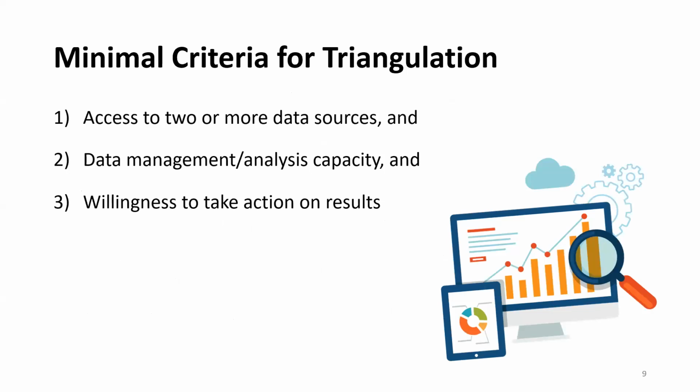We've tried to outline some minimal criteria for data triangulation. So number 1, you should have access to 2 or more data sources. Number 2, you should have some minimal level of data management and analysis capacity. We've tried to keep things as simple and straightforward as possible, particularly when it comes to the analysis, and a lot of the things that we've outlined in the guidance can be done in something as simple as Excel. And number 3, willingness to take action based on the results.